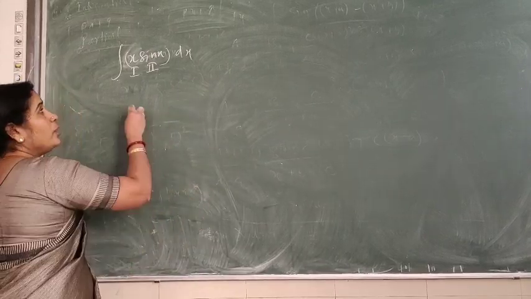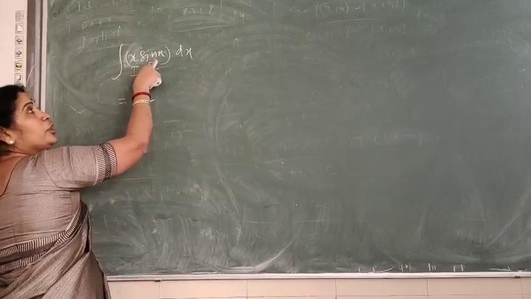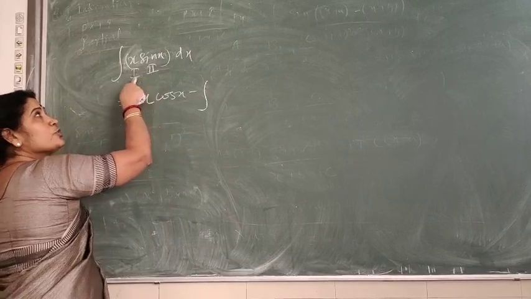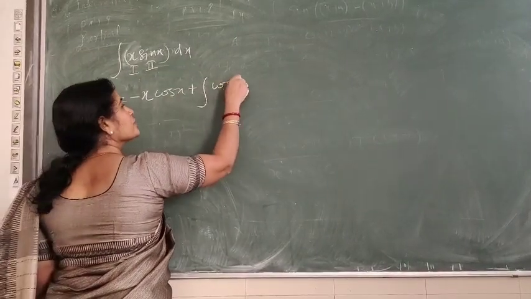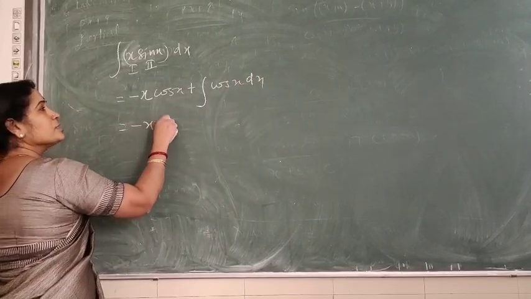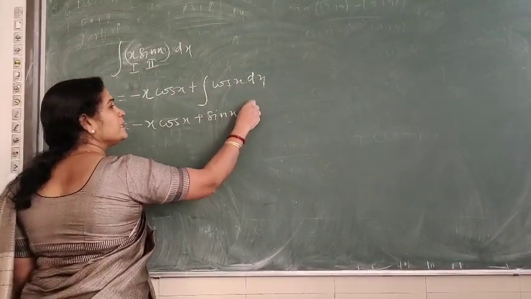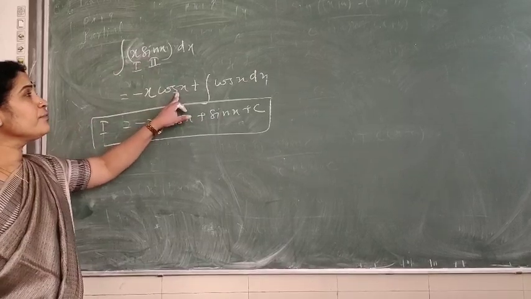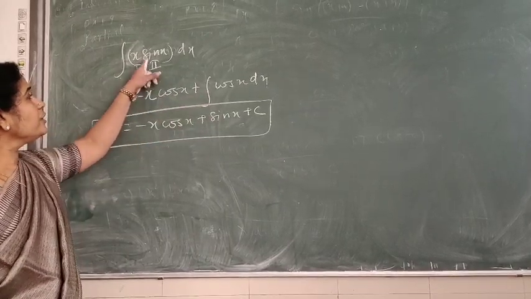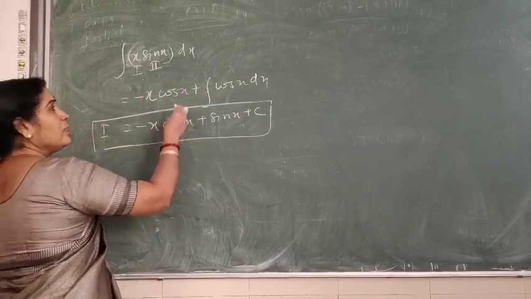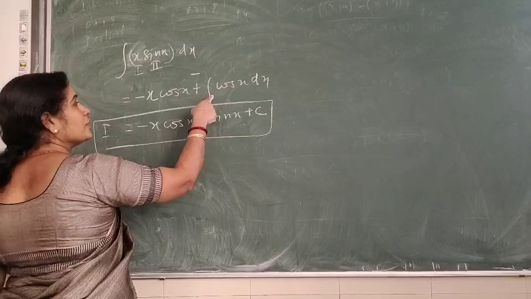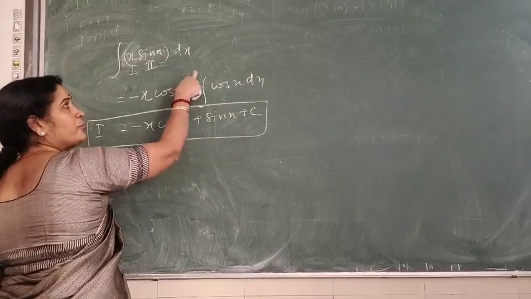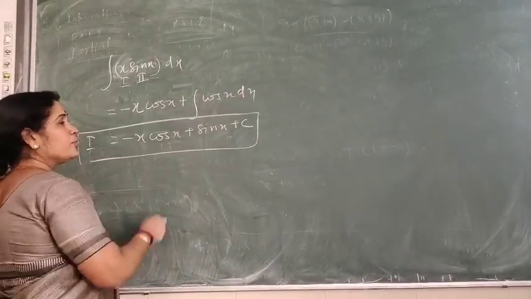Clear to you? Now what is the formula? First function x into the integral of second function, sin x, whose integration is minus cos x, minus integral of the differentiation of first function, that is 1, into the integral of second function, which is cos x, into dx. Now that is equal to minus x cos x and then plus what we will get, sin x plus c. It is so simple, this integration. So what I told you: first function into integral of second function, minus integral of differentiation of first function, which becomes 1, into integral of second function, which is minus cos x. That's why I have plus here, so plus integral cos x into dx, and we get the answer.